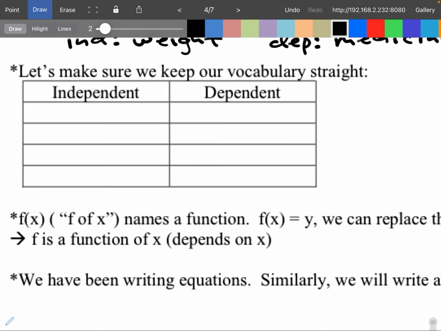This is just some vocabulary stuff. We have the independent and dependent, and they filled in the first one for us there. Well, the independent is the x, and the dependent is the y. You could also say the x is the domain, right? So the domain values are independent, and the range values are dependent.